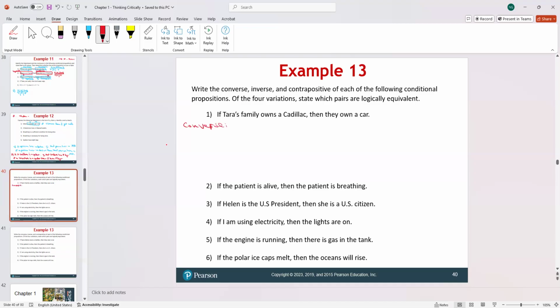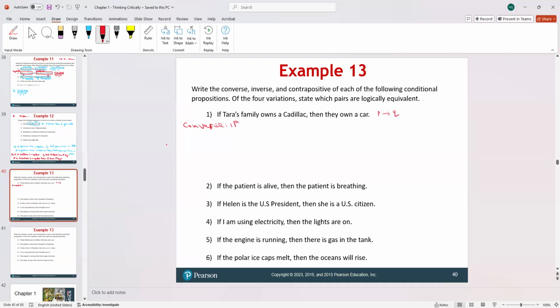I know that's going to be a lot. That's why I'm going to do one. If Tara's family owns a Cadillac, then they own a car. If Tara's family owns a car, then they own a Cadillac, right? That would be the converse. Converse means you just flip P to Q, Q to P. This one is P to Q. Now the converse would be Q to P, right?